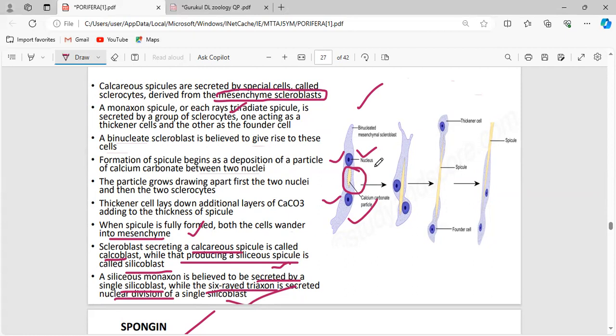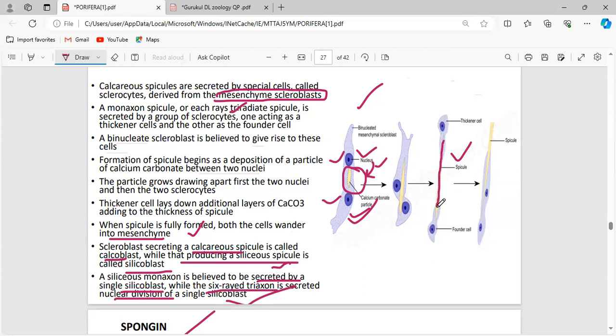These two nuclei are going to give rise to two types of cells within the scleroblast, and the names of these two cells are the thickener cell and the founder cell. The thickener cells will add extra calcium carbonate to this small particle, and it tends to elongate. After this elongation of calcium carbonate, it becomes the spicule. So this is why we say the spicule is made up of calcium carbonate. Clear?